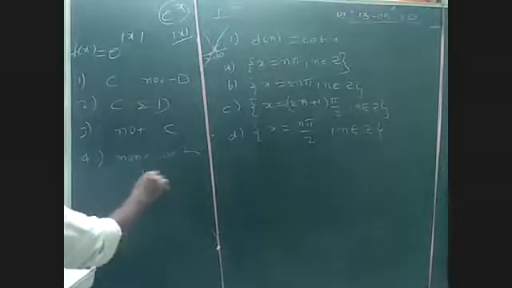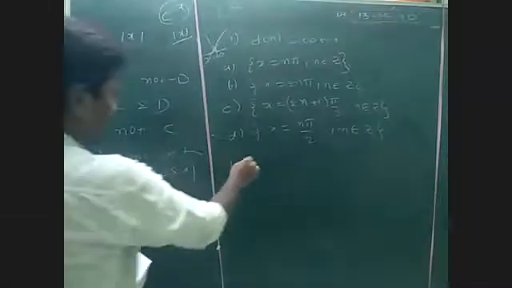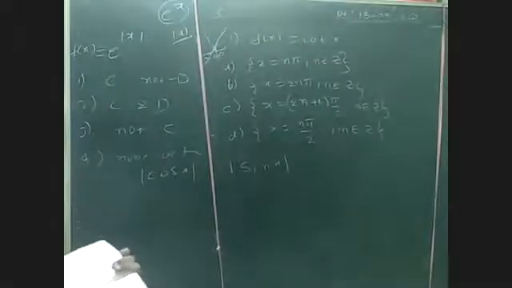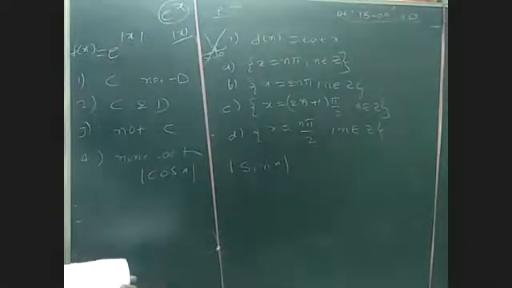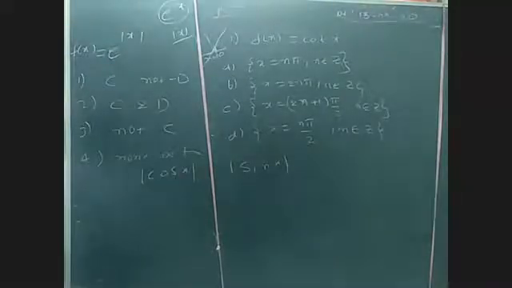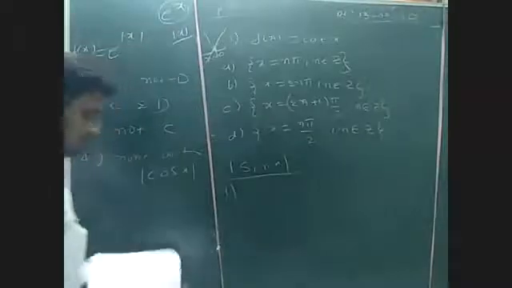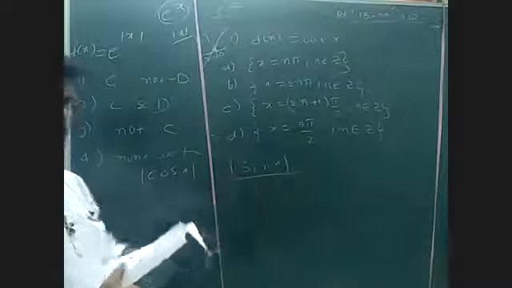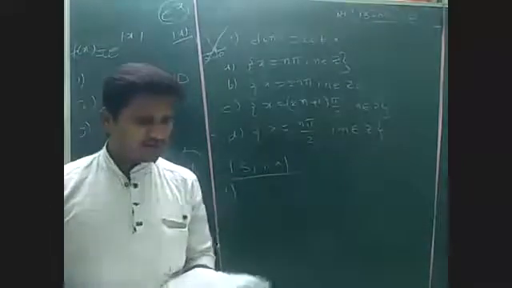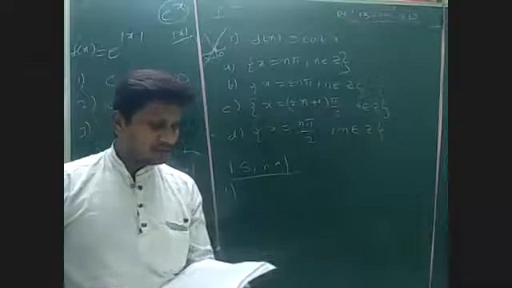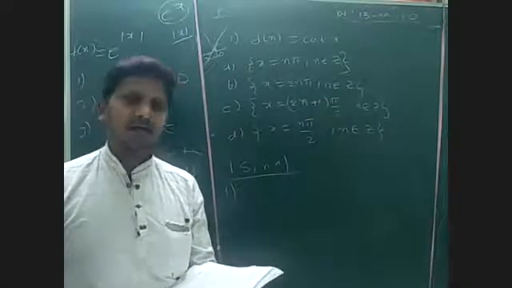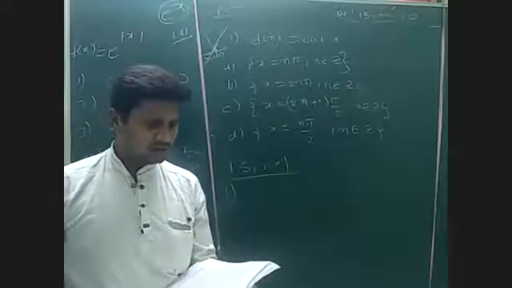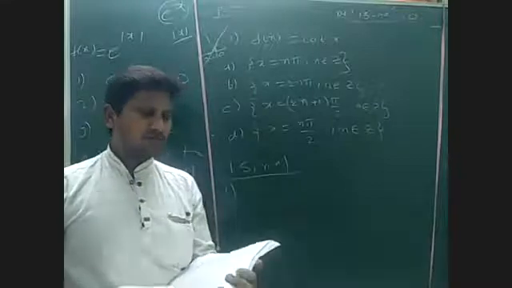Like modulus cos x, modulus sin x. They will ask whether it is differentiable everywhere, continuous everywhere, or not differentiable. This type of question they'll ask. For example, modulus sin x is there. First option: everywhere differentiable. Second option: everywhere continuous but not differentiable at x is equal to n pi. Everywhere continuous but not differentiable at x is equal to 2n plus 1 pi by 2.